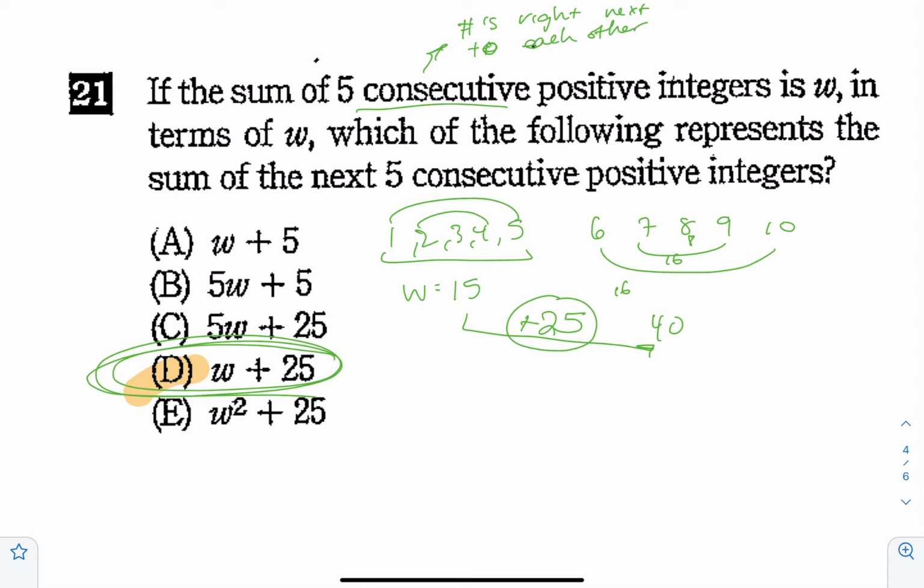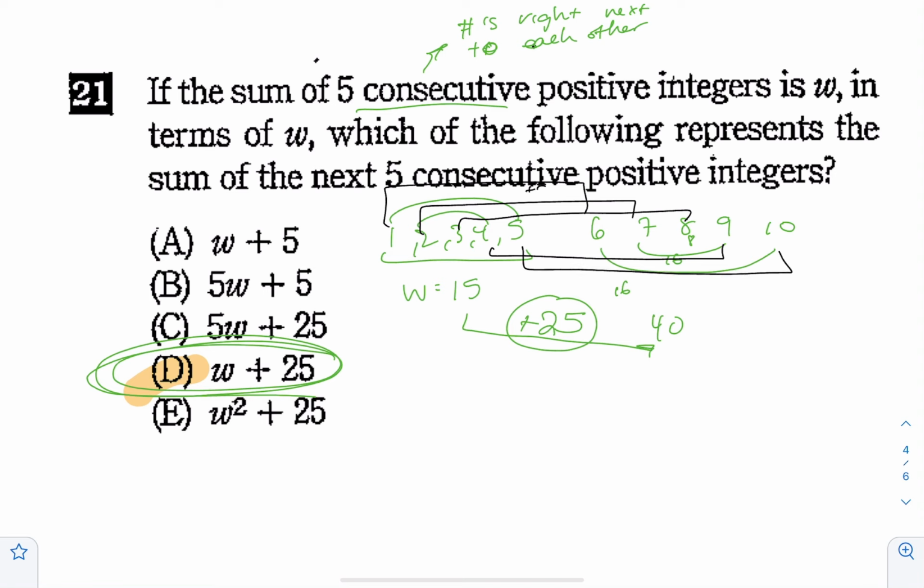And it will always be w plus 25 because each of these numbers here from 1 to 6, 2 to 7, 3 to 8, 4 to 9, and 5 to 10 are 5 greater. So you're really just adding 5 plus 5 plus 5 plus 5 plus 5, or 25. That's why it's always w plus this 25 here.